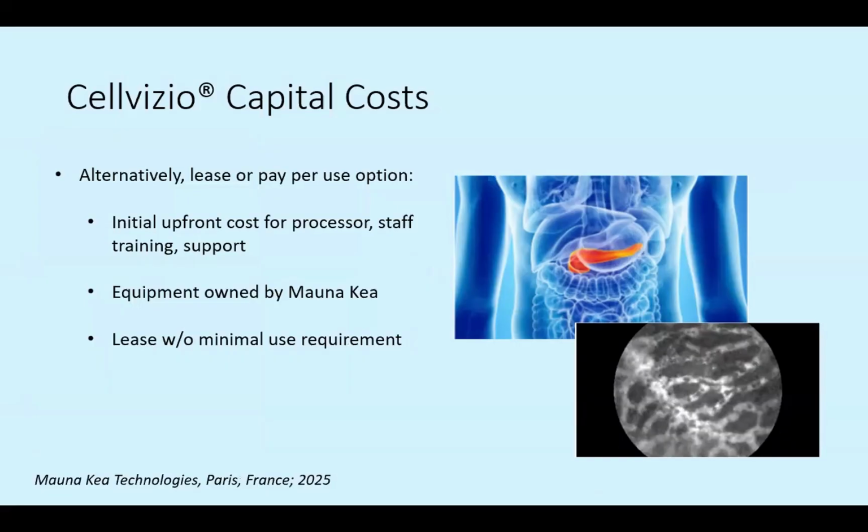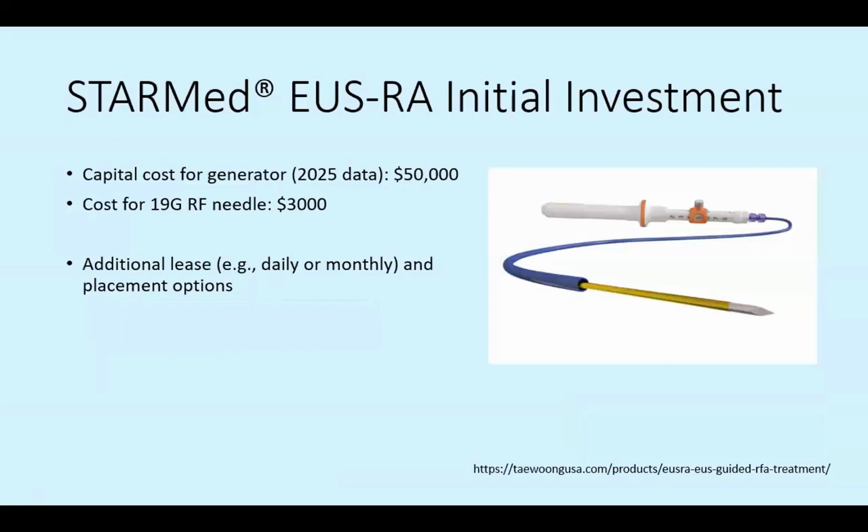Mauna Kea offers a leasing or pay-per-use option. So you will have an initial upfront cost for the process of the staff training and your support, but the equipment itself is owned by Mauna Kea. It is important to note with the lease, there's no minimal requirement. You just lease it, you pay as you go, and you use it as you need it.